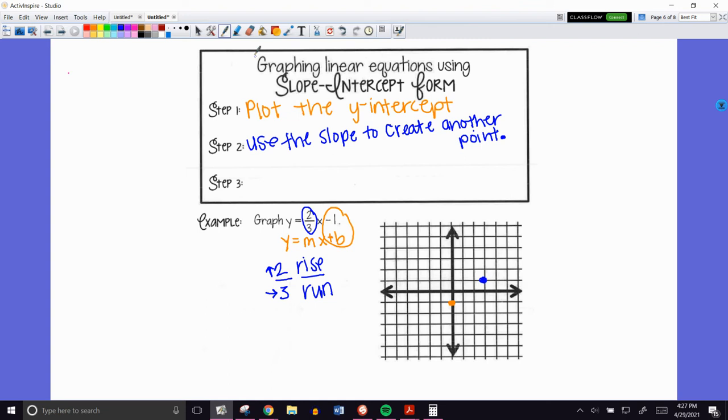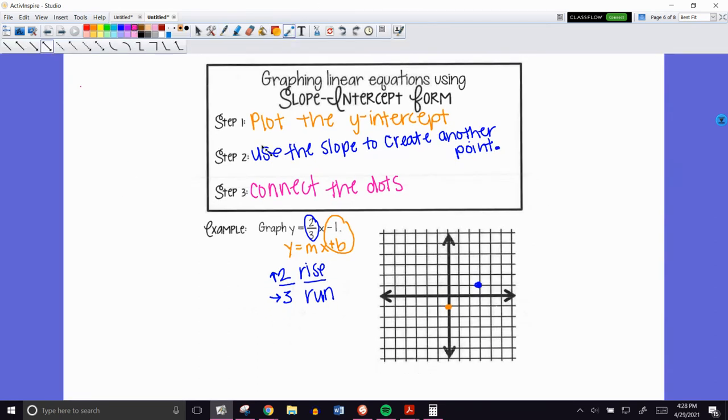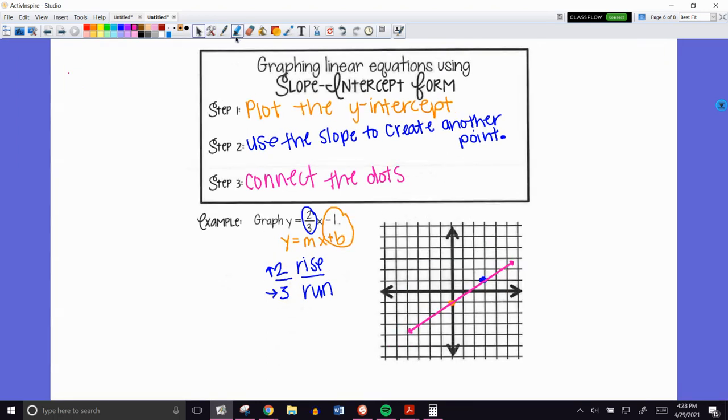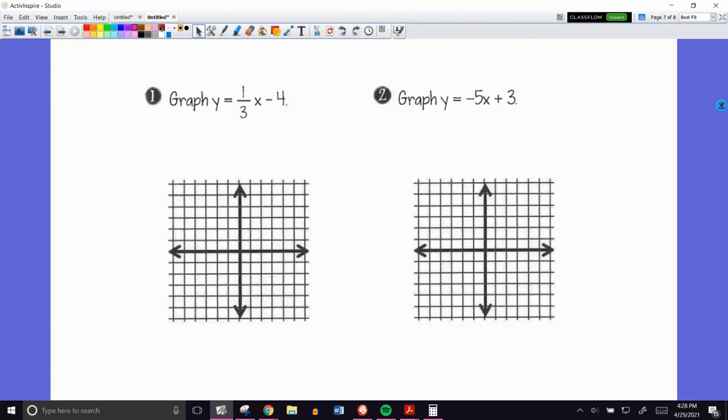So now I can do step 3. And step 3 is to connect the dots. And that is going to give me my graph. I'm going to be fancy and make an arrow. All right. There we go. Those are the 3 steps when we are given an equation and we're going to make a graph from it. So we're going to try 2 more examples.